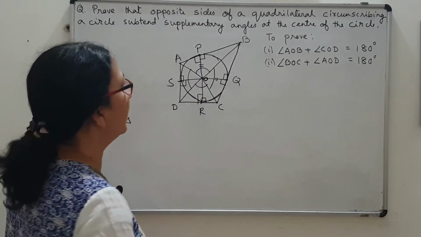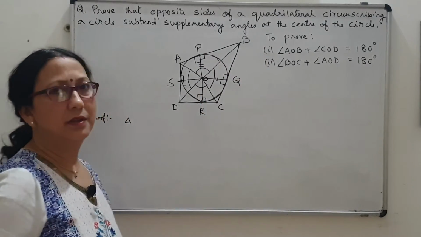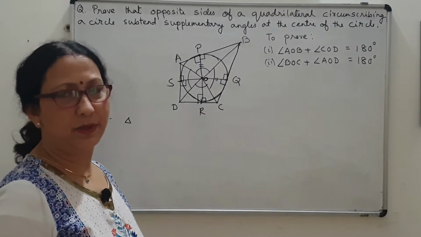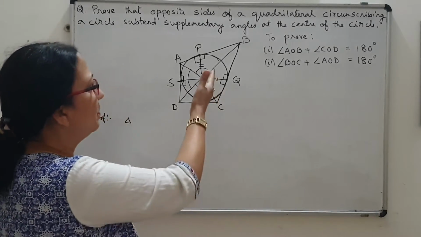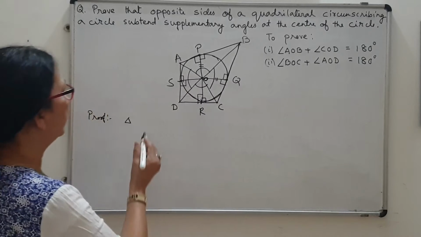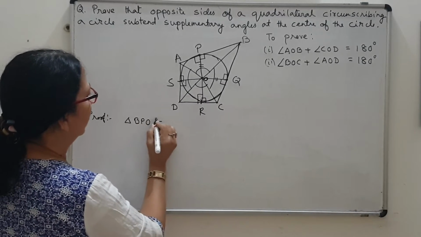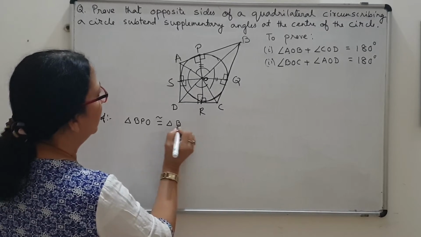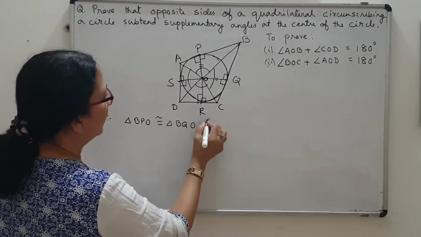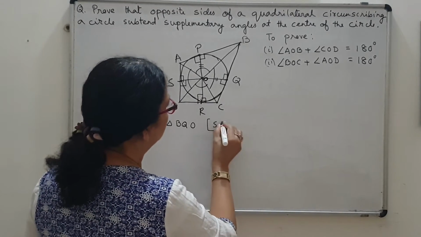Or also you can say BP is equal to BQ. The lengths of tangents are equal by the second theorem. Then by triple S also they are congruent. So these two triangles are congruent. Triangle BPO is congruent to triangle BQO. Whatever criteria you take, you can take RHS or triple S. Let me take triple S.